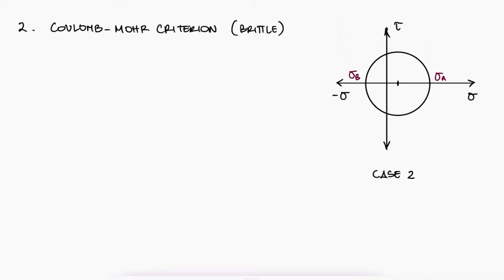The Coulomb-Mohr criterion for brittle materials changes the restrictions for case 2, for when one of the principal stresses is positive and one of the principal stresses is negative.